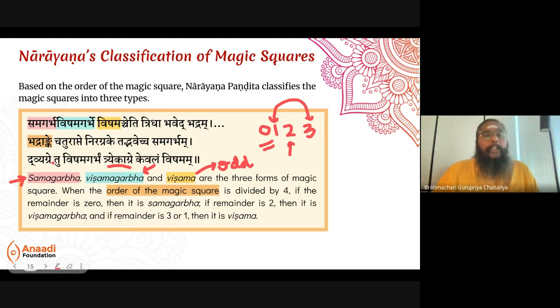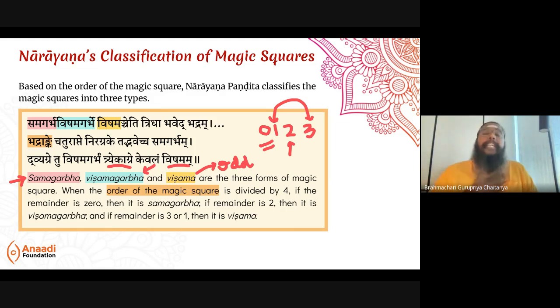Dvyagre, if it is there, it's called Dvyagre. In the case of 2 being the remainder, indeed it is a Vishamagarbham. Triyekagre, 3 or Eka. 3 va, Ekam va. If that is the remainder, Agram tu. So Triyekagre, Kevalam, it's only called a Vishamam without the word Garbham behind it. So that is what he is classifying.